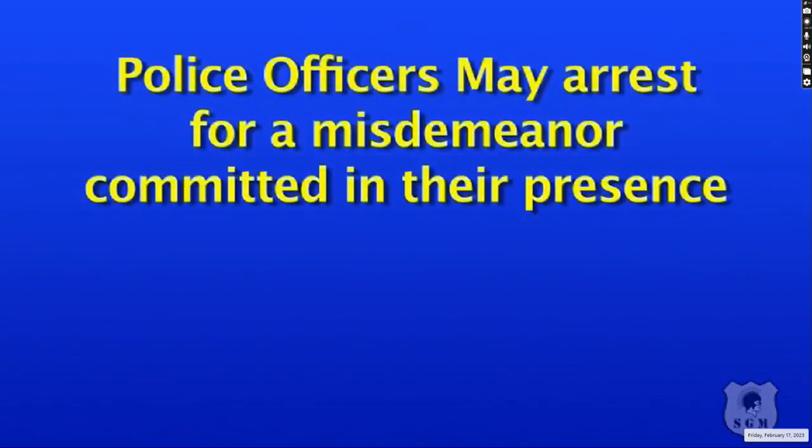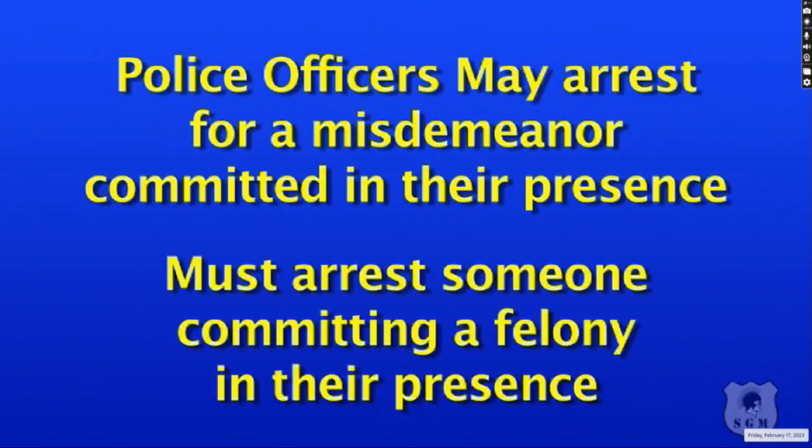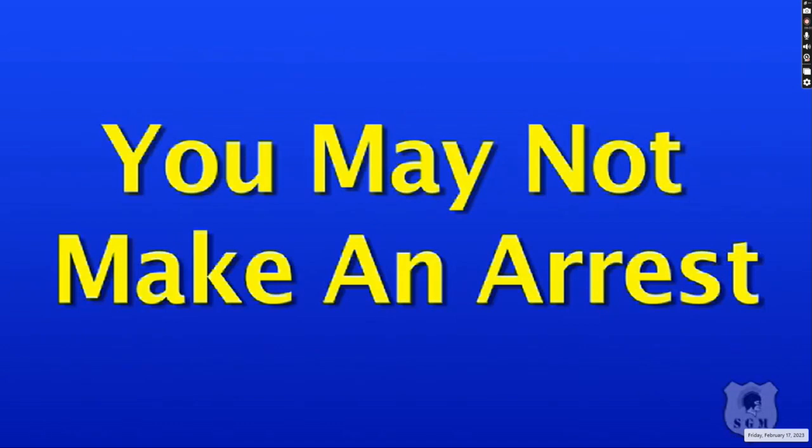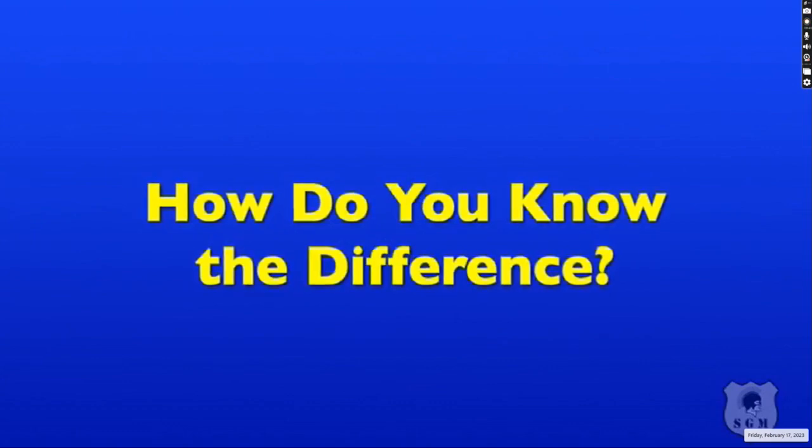Just so you know, police officers may arrest someone who commits a misdemeanor in their presence, and they must arrest someone who is committing a felony in their presence. For security officers, unless your state laws state otherwise, if someone commits a misdemeanor in your presence, you may not make an arrest. The question I'm sure you're thinking is, how would I know what the punishment for all the different crimes are? Trust me, there are some law enforcement officers and even some lawyers who have trouble figuring that out as well. How do you know the difference?